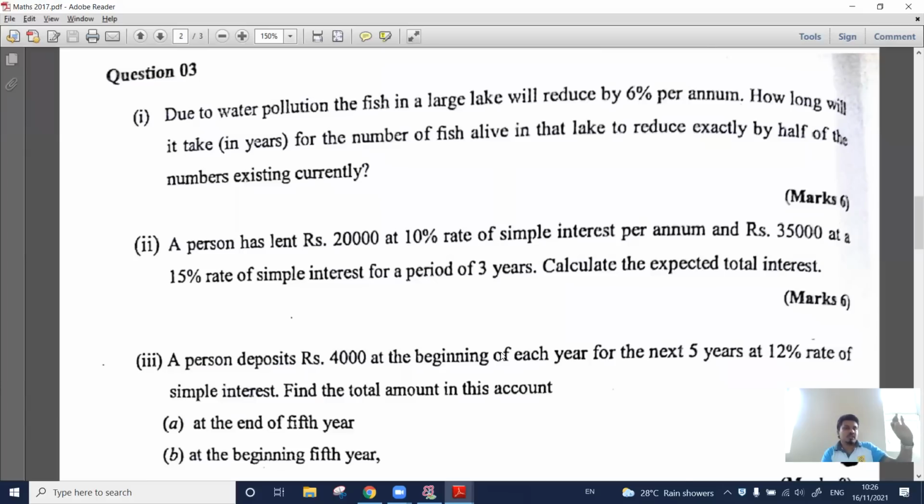හැම අවුරුද්දෙම කලින් අවුරුද්දට වඩා 6%කින් ඉන්න මාළු ගාන අඩු වෙවි යනවා. අපෙන් අහනවා how long will it take for the number of fish alive in that lake to reduce exactly by half of the numbers existing currently? දැන් මාළු 100ක් ඉන්නවා නම් 6% ගානේ අඩු වෙවි යනවා නම් මාළු 50ක් විතරක් වෙන්නේ අවුරුදු කීයක් ගියාට පස්සේද? මාළු 1000ක් හිටියනම් 500ක් ඉතුරු වෙන්නේ අවුරුදු කීයක් ගියාට පස්සේද? මාළු 50 නම් හිටියේ 25ක් වෙන්නේ අවුරුදු කීයක් ගියාට පස්සේද? After how many years? That is what we need to find.